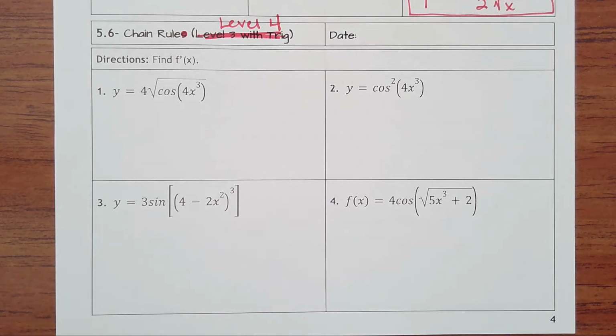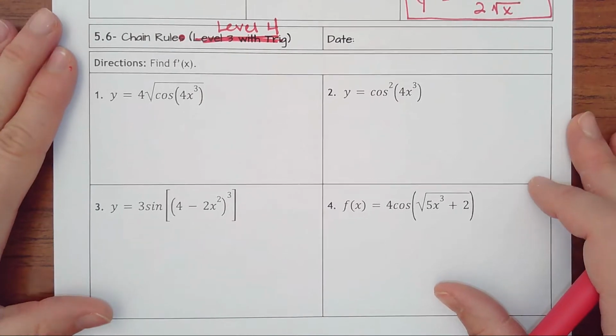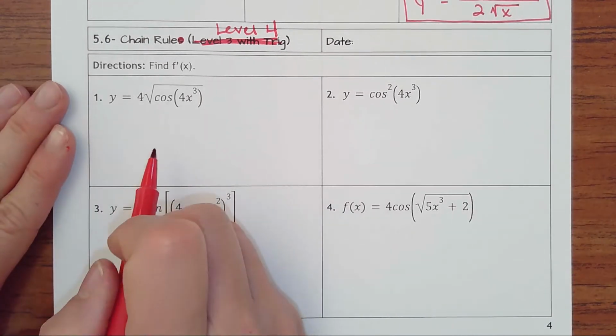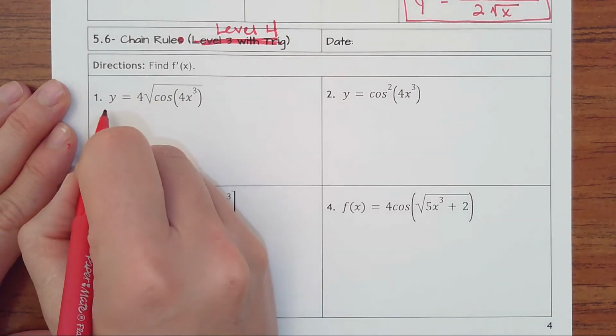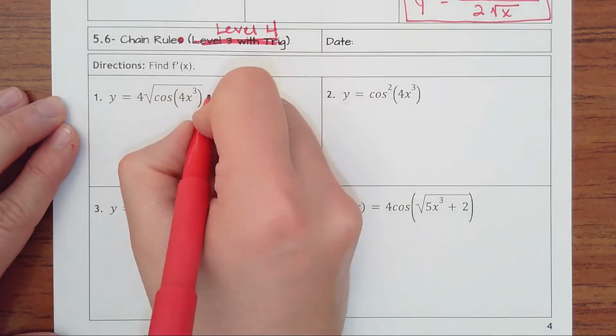5.6, this is chain rule level 4. These are kind of tricky because you have chain rule multiple times. So let's see if we can rewrite number 1 to make it look a little nicer.